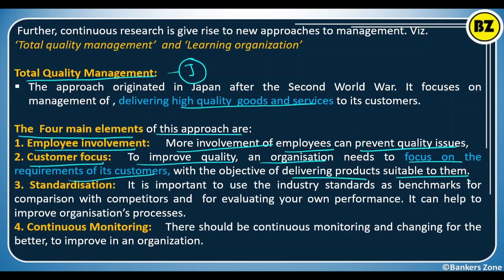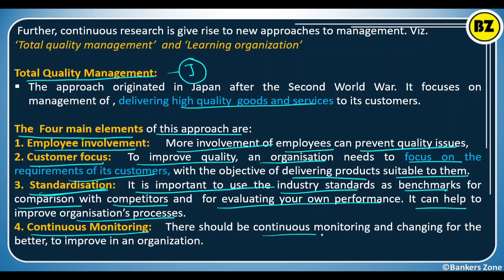That is customer focus. Next element is standardization. It is important to use the industry standard as a benchmark for comparison with a competitor and for evaluating your own performance also. So it can help to improve the organization's progress. Obviously there should be standardization so that you can compare yourself with your competitor and you can evolve yourself, right? Next element is continuous monitoring.